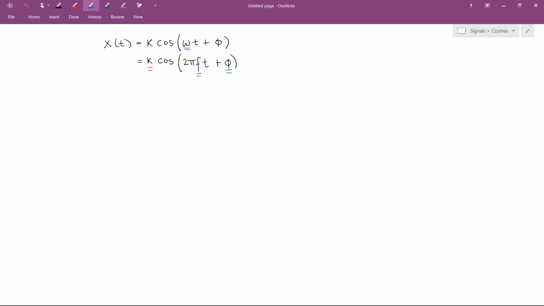So let's start with k. We said k is our amplitude, and generally speaking, it is unitless. Our frequency f is in units of cycles per second, which is otherwise known as hertz or Hz. And then our phase shift, sometimes we call it phi, sometimes we call it theta, it doesn't matter, is in units of radians. And it tells us the phase shift.